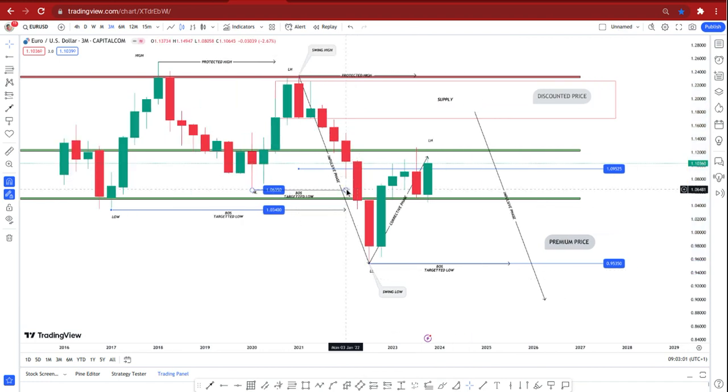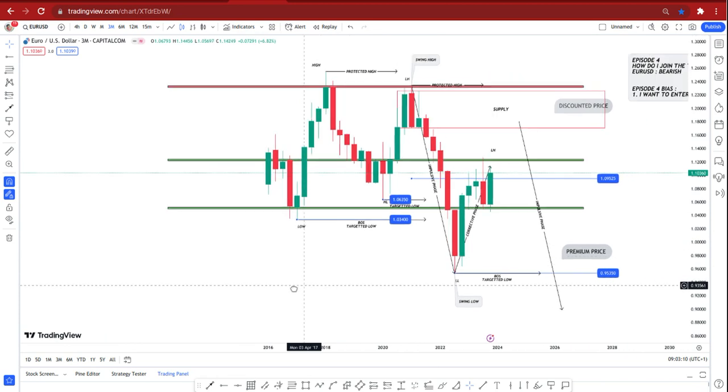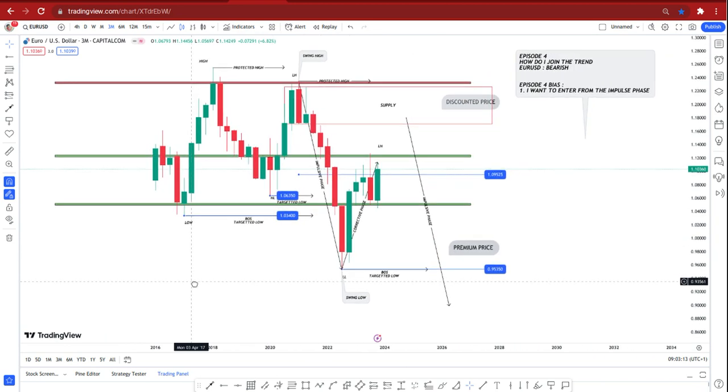So I want to join this next impulse phase. This is the phase I want to join. I am not interested in this corrective phase. Well, I might get some buy setups in this corrective phase if I want to, but basically I don't want to be caught up in this corrective phase, because if I am, I only want to quickly trail my stop.